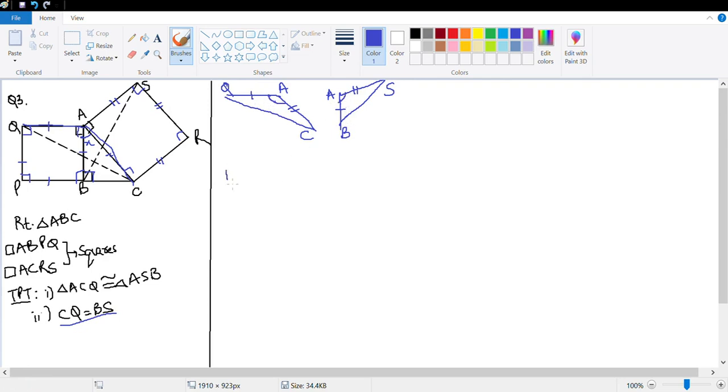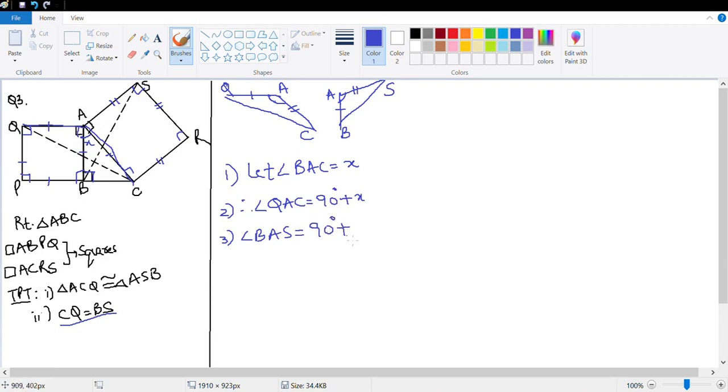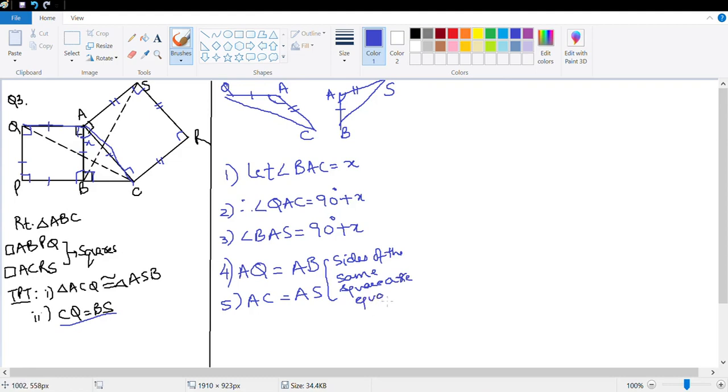So let's start writing. Number 1, let angle BAC is equal to X. Right? Therefore, angle QAC is equal to 90 degree plus X. Number 3, angle BAS is equal to 90 degree plus X. So this is 90 plus X, this is 90 plus X. Perfect. Number 4, AQ is equal to AB. Number 5, AC is equal to AS. The reason being sides of the same square are equal.